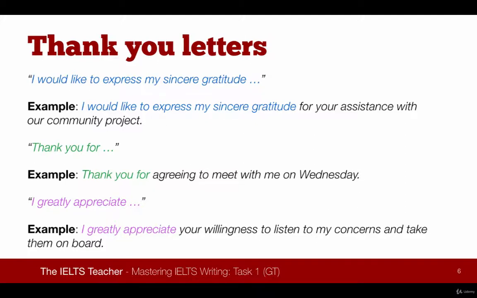And the last one, I greatly appreciate. That adverb greatly comes up quite a lot in formal letters, so a useful one to remember. I greatly appreciate your willingness to listen to my concerns and take them on board.